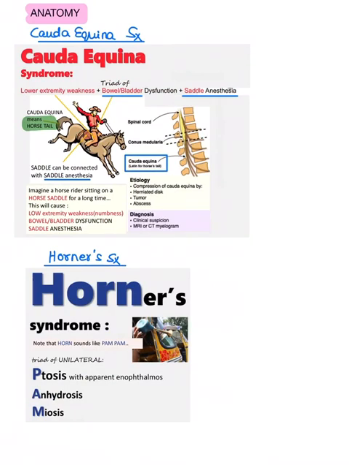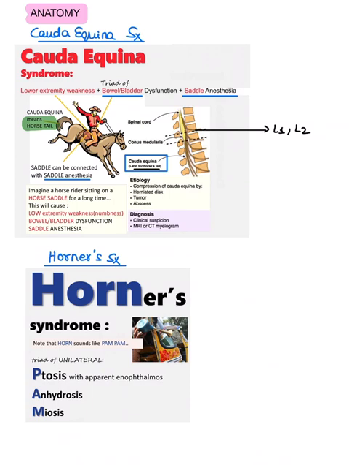First of all is cauda equina syndrome. We know that the spinal cord ends at the level of L1 or L2, and this is the level below which we give spinal anesthesia. So what happens in cauda equina syndrome? Basically, this cauda equina looks like a horse tail. It may be compressed due to a herniated disc or tumor. So what are the clinical findings of it?